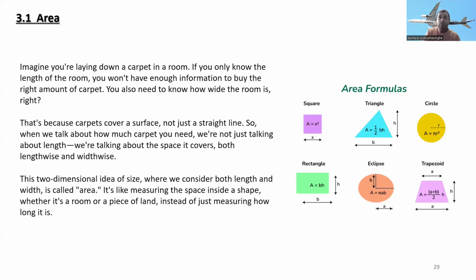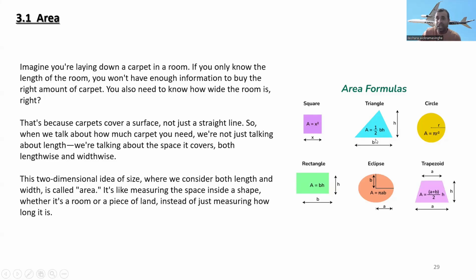So when we talk about how much carpet you need, we are not just talking about the length. We are talking about the space it covers, both lengthwise and widthwise. This two-dimensional idea of size, where we consider both length and width, is called the area. Just remember this: length into width is called area. It's like measuring the space inside a shape, whether it's a room or a piece of land, instead of just measuring how long it is.